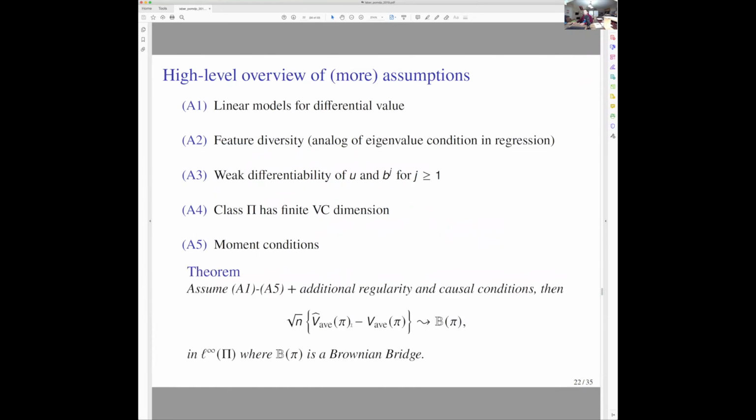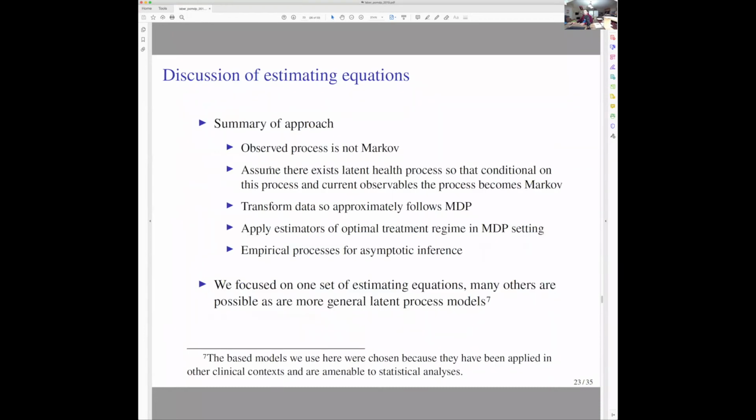Okay, so from this, we can derive inference procedures, testing procedures, and so on. Just a quick summary of the approach at a high level. We don't assume the process is Markov, but we do assume there exists some latent health process. Conditional on that process, the process becomes Markov. We transform the data so it approximately follows an MDP, which then allows you to apply your favorite methods. And then you can construct an estimator of the optimal treatment regime as if you were in the MDP setting. Then you can apply methods from empirical processes and so on to do inference, where you just have to propagate the uncertainty of the state through all of your arguments.